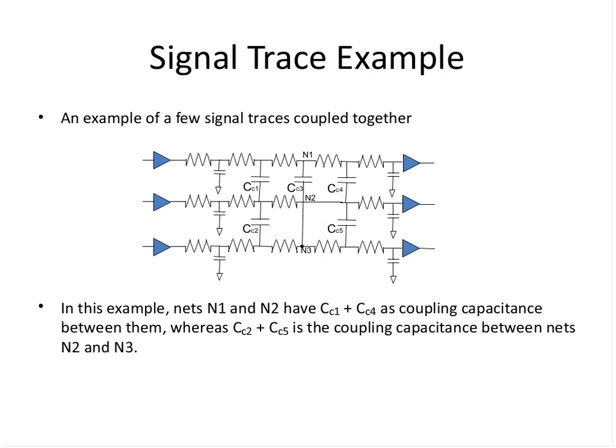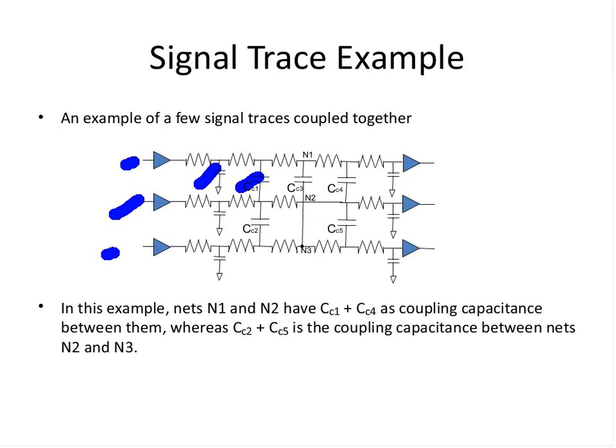This is one example where you have net 1, net 2 and net 3. Between net 1 and net 2, you have coupling capacitances CC1 and CC4. CC3 is connected from net 1 to net 3, not net 1 to net 2. So CC1 and CC4 are the coupling capacitance between net 1 and net 2. For nets N2 and N3, you have CC2 plus CC5. Similarly, you can calculate for N1 and N3. These coupling capacitances are now not negligible when compared to the capacitance with respect to ground.